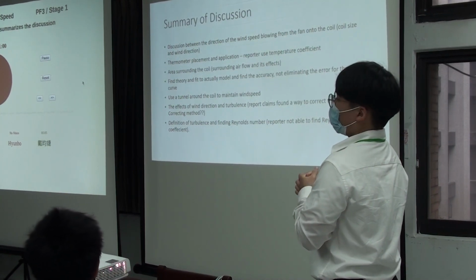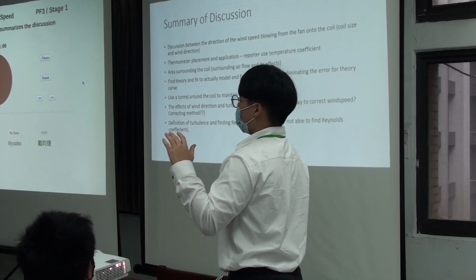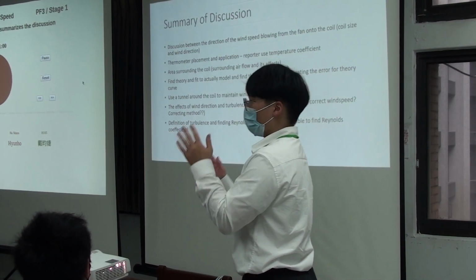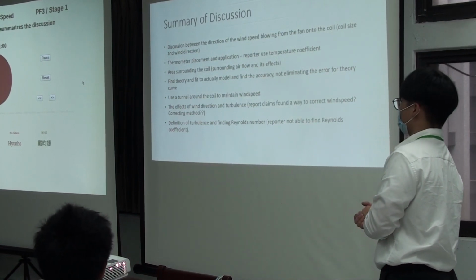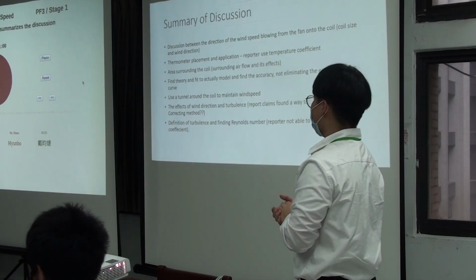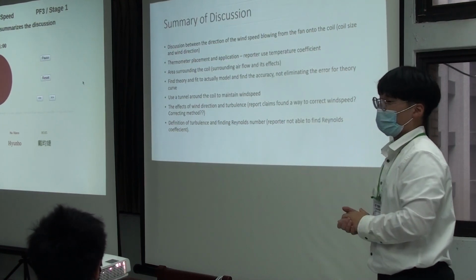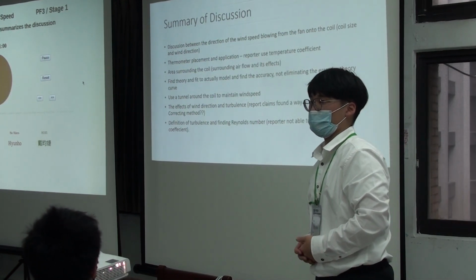We also talked about the fan's lack of funneling the wind to the coil wire, and the effect of the wind direction and turbulence. And then, in the last part, we defined turbulence and the Reynolds number, and the reporter doesn't have any number to prove that there's no turbulence. Thank you.